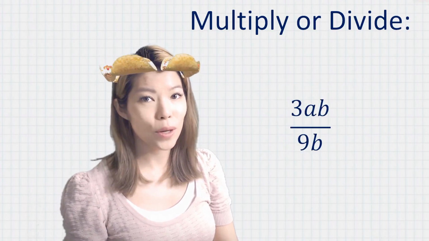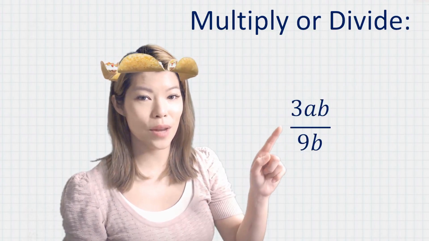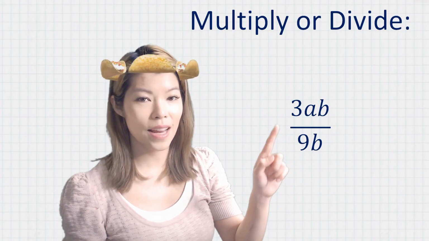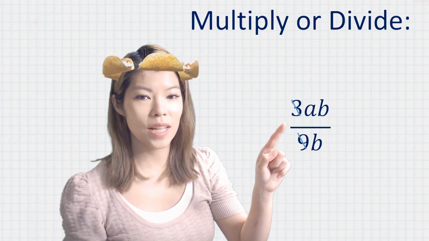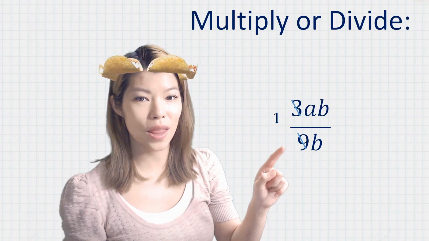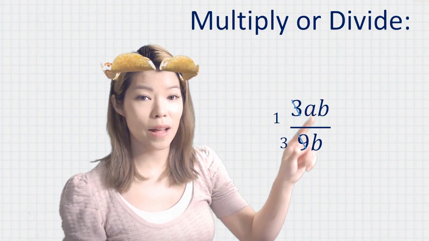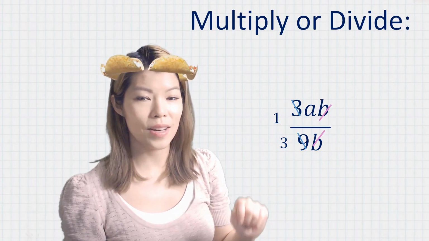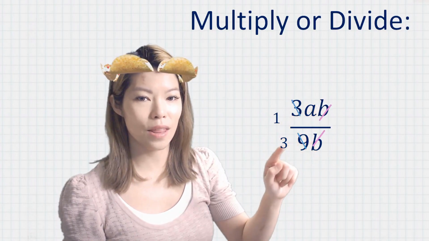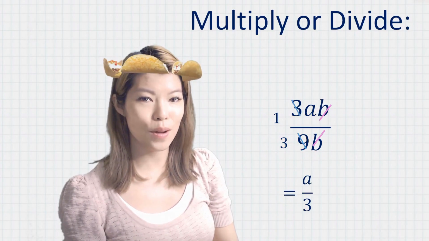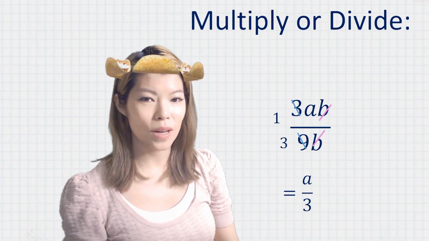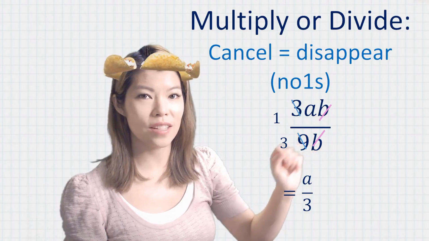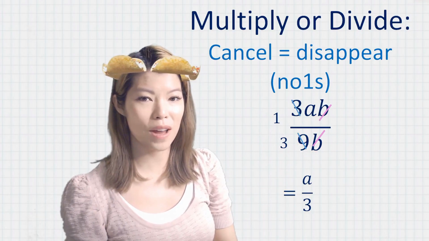So when we divide, we also do the numbers first. So we can see 3 and 9 have common factors. 3 into 3 goes 1 time and 3 into 9 goes 3 times. And then we cancel out any variables that are the same, the b and the b. So now we have 1 times a is a and the 3 at the bottom. So a over 3. So whenever you cancel out variables, they just disappear. You don't have to write a 1.